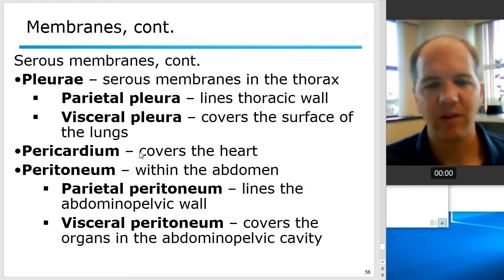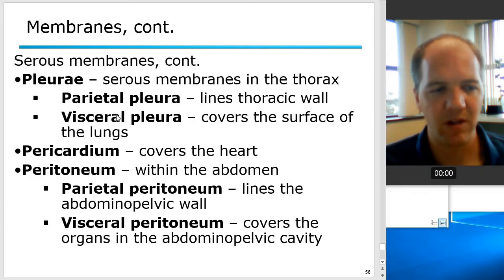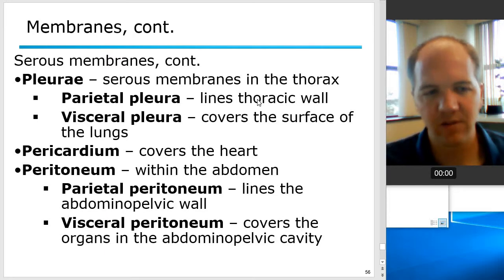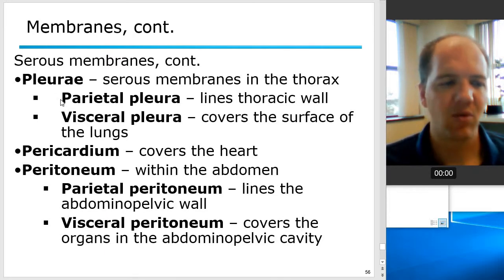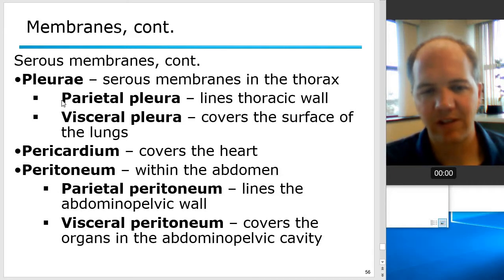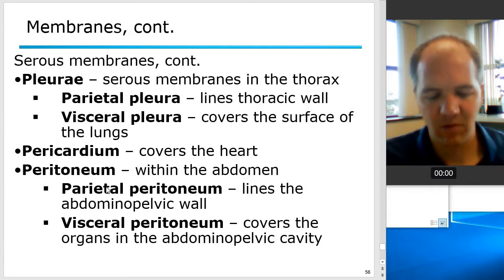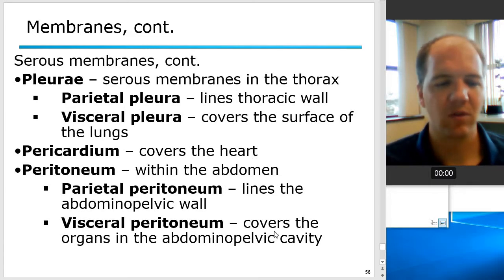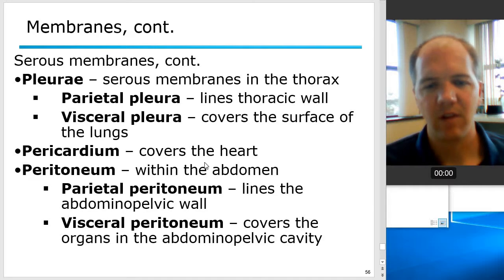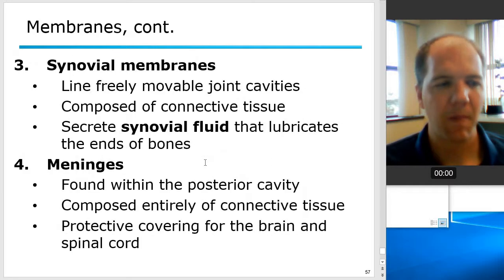In the serous membranes, we have a few different types we've talked about before. We have the pleural membrane. These are lining our lungs, so they're in the thoracic cavity. The parietal is lining the thoracic cavity itself. The visceral is on the lungs. We have the pericardium, which is lining the heart, and the peritoneum, which is lining the abdomen. So we have the parietal, which is lining the abdominal wall, and then we have the visceral, which is covering the organs in that cavity.